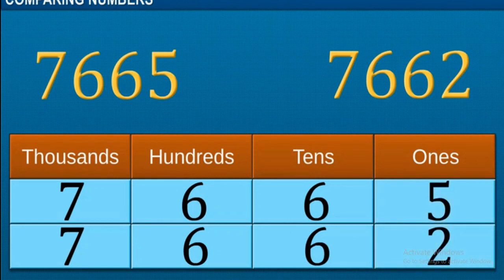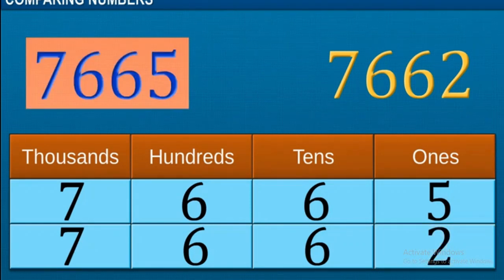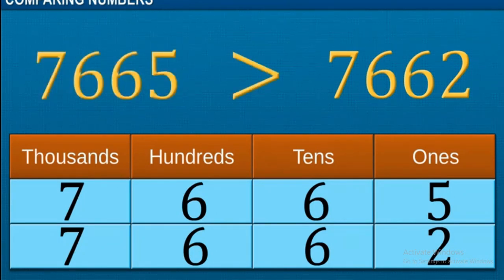In the first number, the digit 5 is at the ones place, while in the second number, digit 2 is at the ones place. Hence, 7,665 is the greater of the 2 numbers.